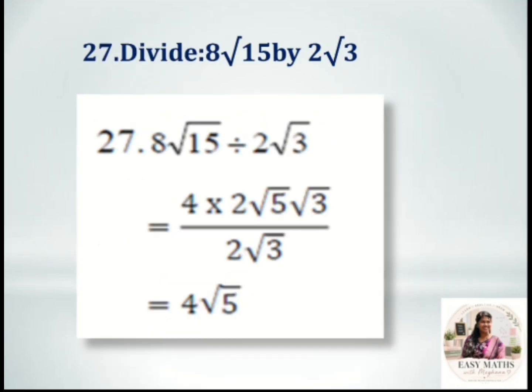Question number 27. Divide 8 root 15 by 2 root 3. This question is there in your textbook as an example problem. Here, divide can be written in the form of numerator and denominator. 8 root 15 divided by 2 root 3. 8 can be written as 4 into 2. Root 15 can be written as root 5 into root 3. Here the 2 and 2 of the numerator and denominator can be cancelled, and root 3 of the numerator and denominator can be cancelled. So you will get the final answer as 4 root 5.